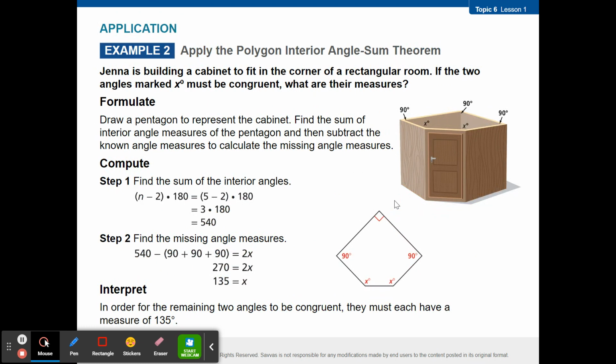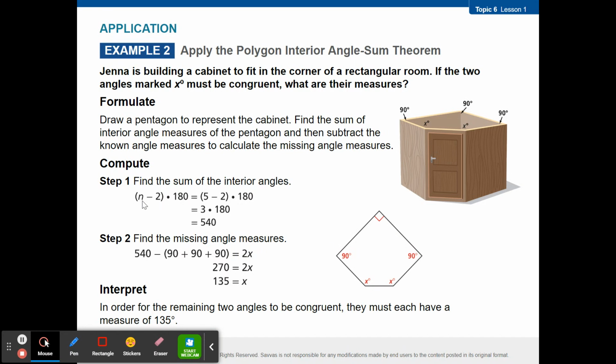All right, so here's example 2. It says Jenna is building a cabinet to fit the corner of a rectangular room. If the 2 angles marked x degrees must be congruent, what are their measures? So again, in this case, if we look, we have 1, 2, 3, 4, 5 sides. This is actually a pentagon, and it's a convex pentagon. But it does not say that all the angles are equal. So it's just convex. It is not regular.